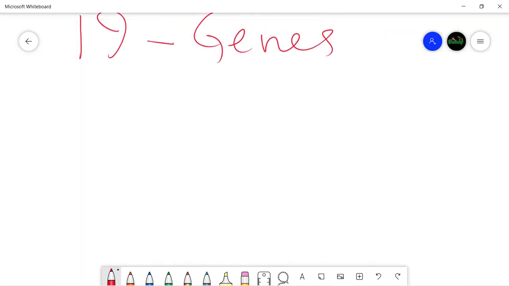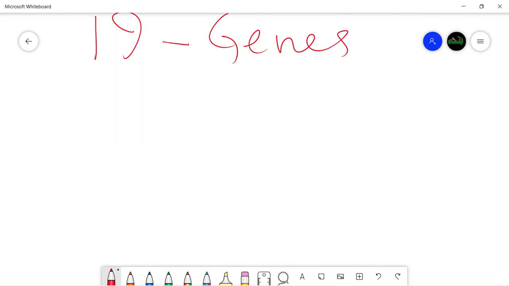Now, here is the overall process of conjugation. Now we have two bacteria, and this is the other one.